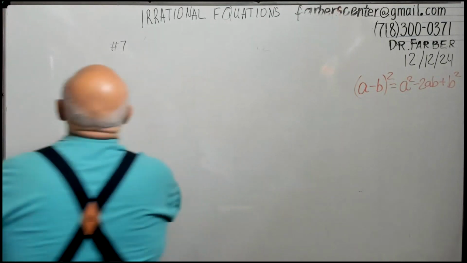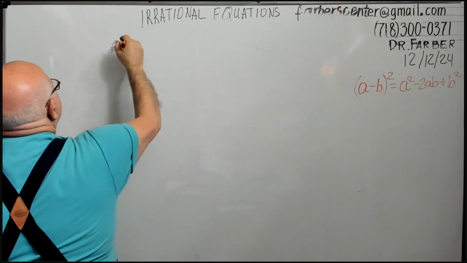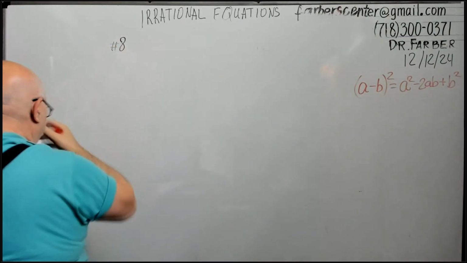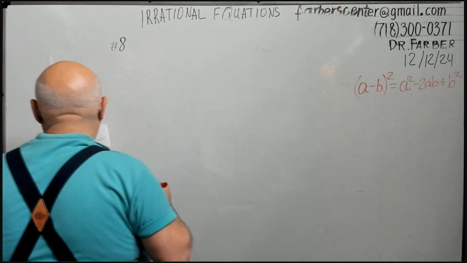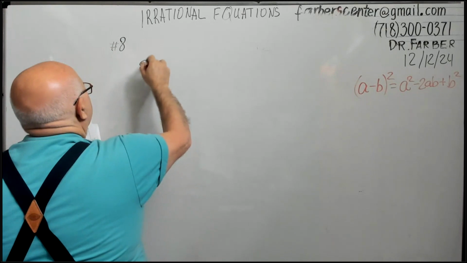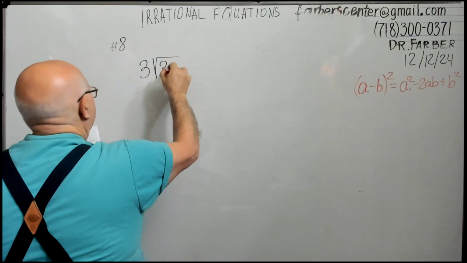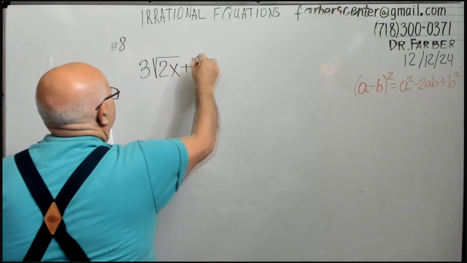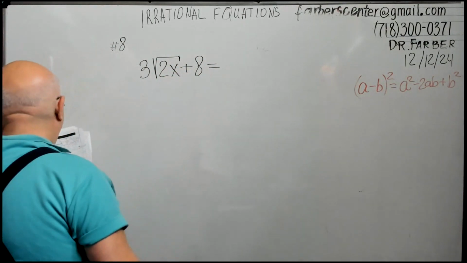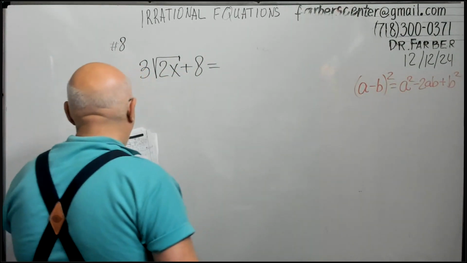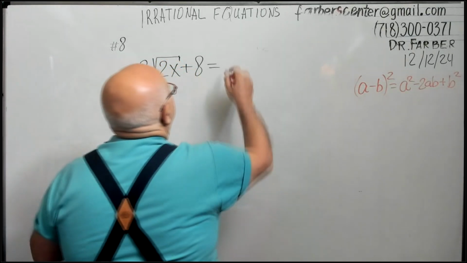Number 8. Oh, here it is, 8. Three square root of 2x plus 8 equals 26.